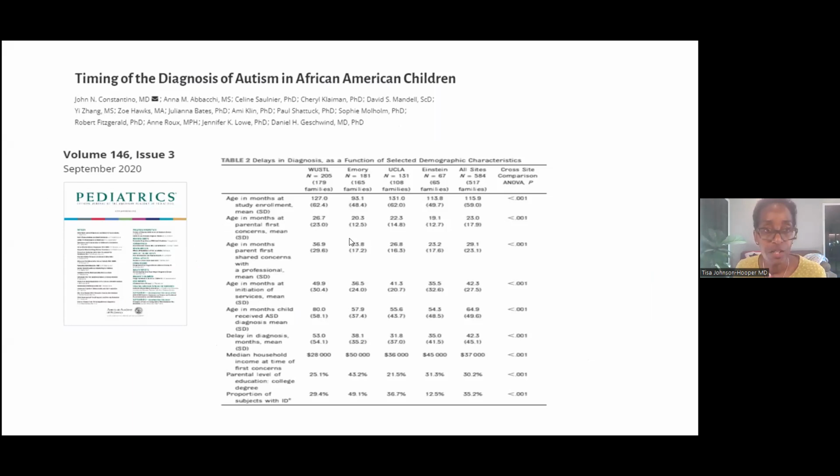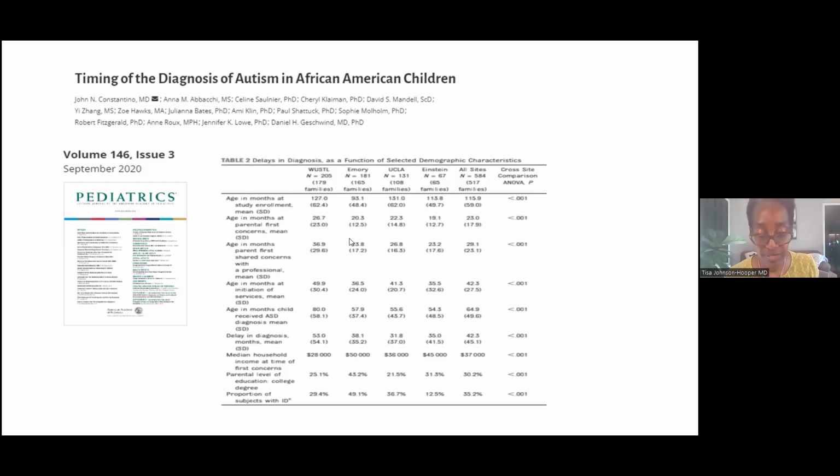Okay. So let's turn our attention to the timing of diagnosis and review this study. The timing of diagnosis of autism in African-American children by Constantino et al. This study looked at 584 African-American children with autism across 4 diverse geographic areas: Emory University in Atlanta, Washington University in St. Louis, Missouri, the University of California in Los Angeles, and Albert Einstein in New York City.